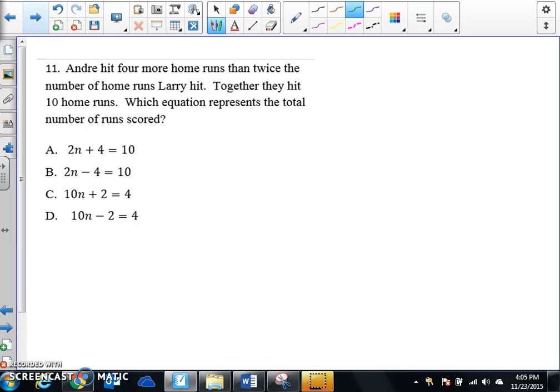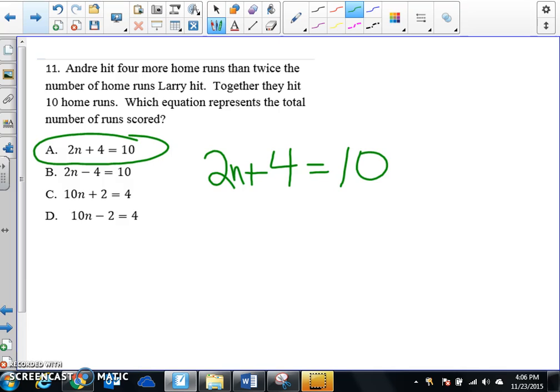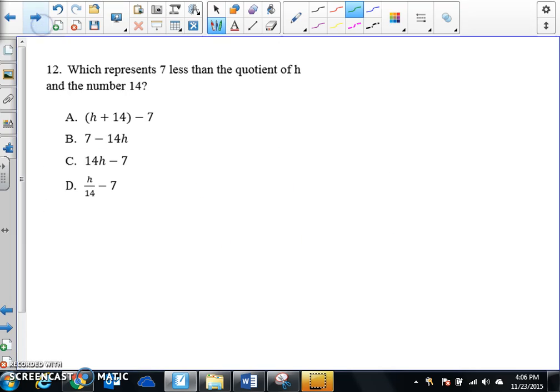All right. Andre hit 4 more home runs than twice the number of home runs Larry hit. Together, they hit 10 runs. Which equation represents the total? And that would give me A. All right, even if you put 4 plus 2 in equals 10, these are the same things because of the commutative property of addition. Remember that.